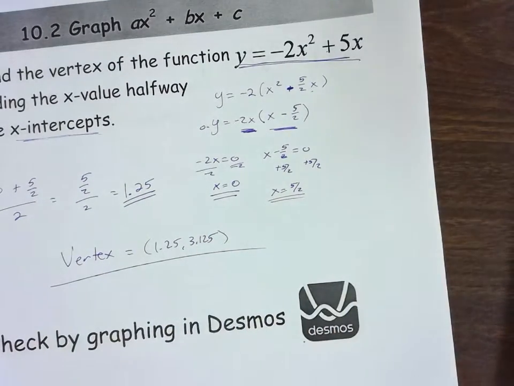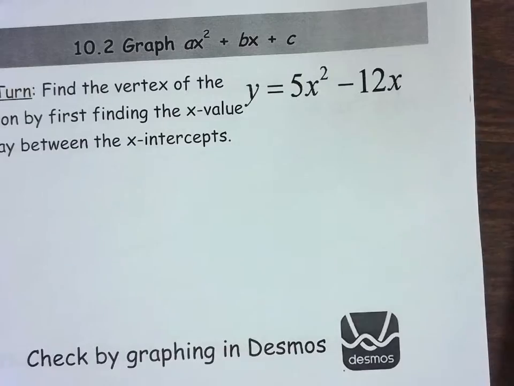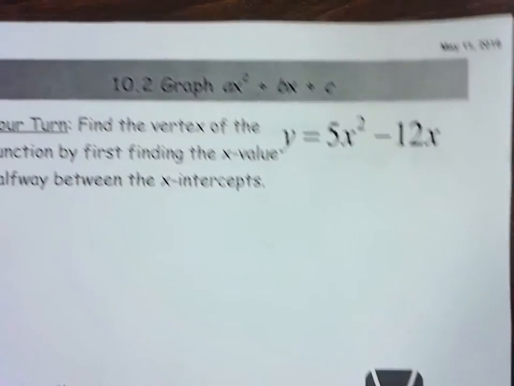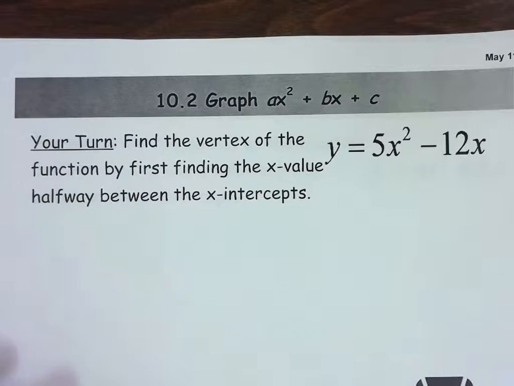So that's how we've been doing it. It works just fine. We could check this by graphing it on Desmos, but since I'm using paper, that's not going to work. Okay, so you do it now. Same thing. Take out the common factor, solve for the x-intercepts, and find the vertex. Go ahead and pause the video for a few minutes and give it your best shot.